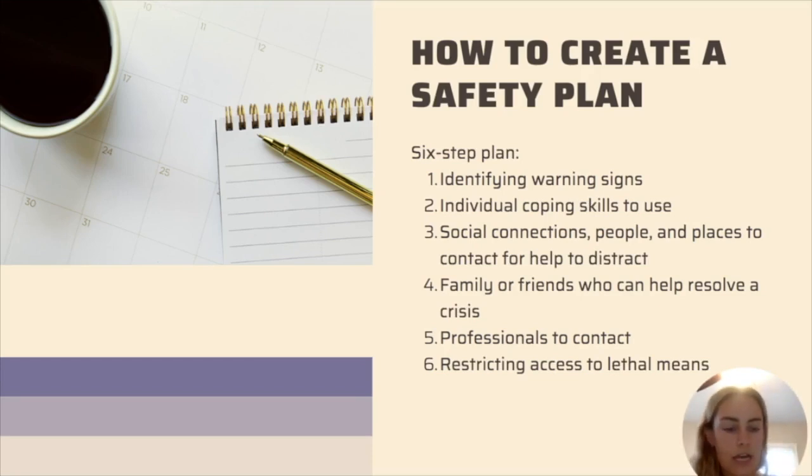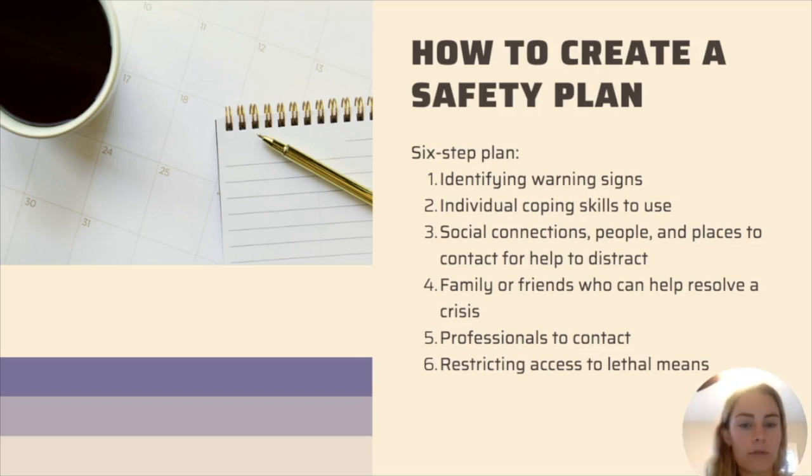Number 6, restricting access to lethal means. Any patient that has ever had any kind of suicidal thought needs to have restricted access to lethal means. And this covers a variety of things. This could be knives in the kitchen. This could be medicine in the household. This could be any kind of ropes or anything that a child could use to hang themselves. This is any kind of firearms in the household. So any item that could be considered a lethal means, the patient has restricted access to.